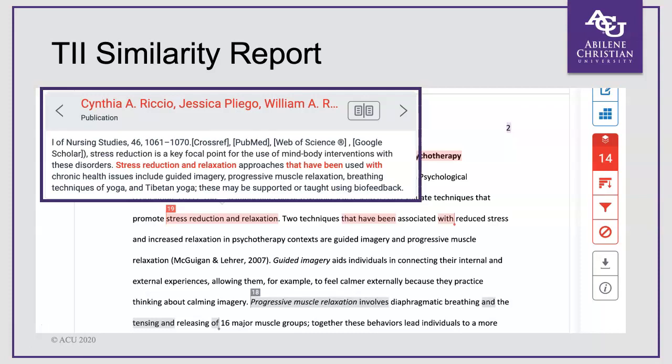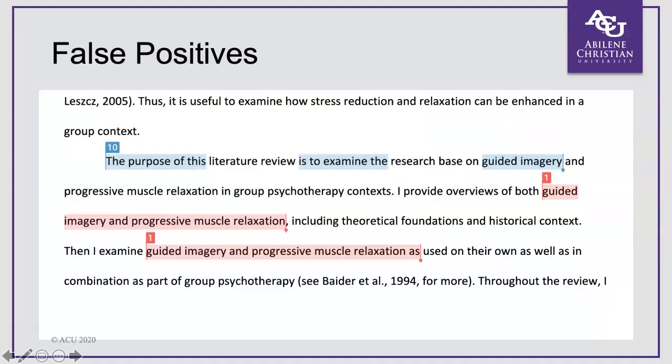As students or professors, you want to be on the lookout for false positives, or highlights that you can disregard. False positives are highlighted text that do not contain plagiarism. This paper has a few phrases highlighted, but upon closer inspection, you can see that these are commonly used phrases and technical terms from the field of study. For example, this highlighted text, "The purpose of this is to examine." This is general language that you will commonly find in many academic articles.